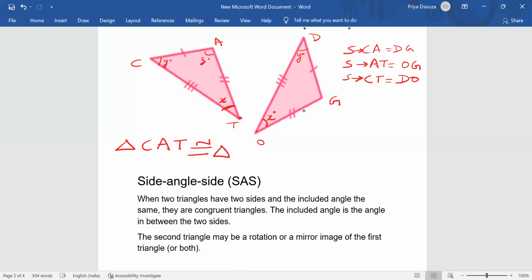Angle here corresponding. And likewise, CT is equal to DO. DO is opposite to vertex G, and the corresponding angle is Z degrees here. So we have three sides, isn't it? SSS. So the triple S criterion for congruency.